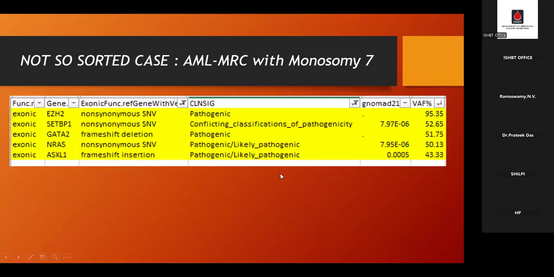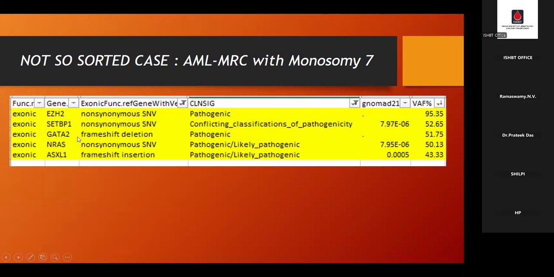It's visible now? So, see, the GATA2 mutation is a frameshift deletion. It's written here. Your bioinformatic pipeline will call your case. EZH2 is a non-synonymous, meaning a missense mutation. ZBP1 is a missense mutation. NRAS is a missense mutation. ASXL1 is a frameshift insertion.